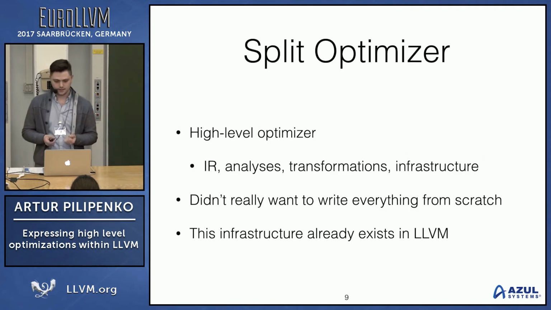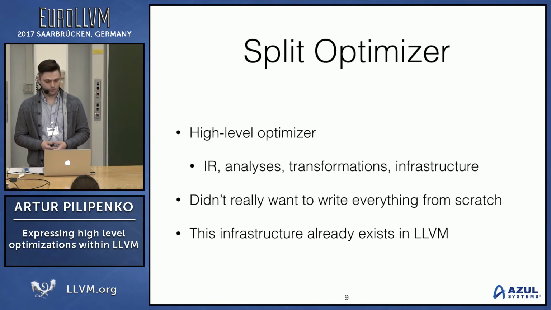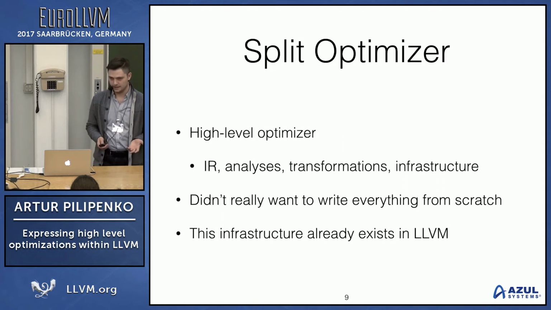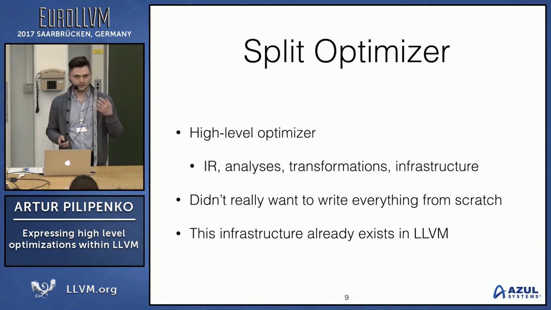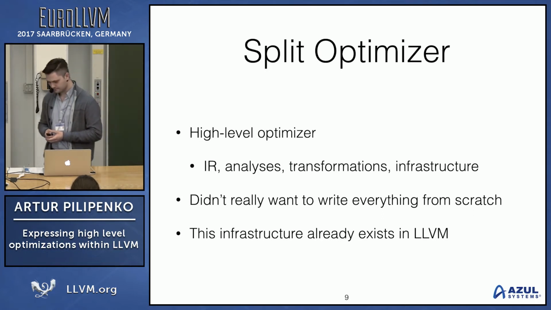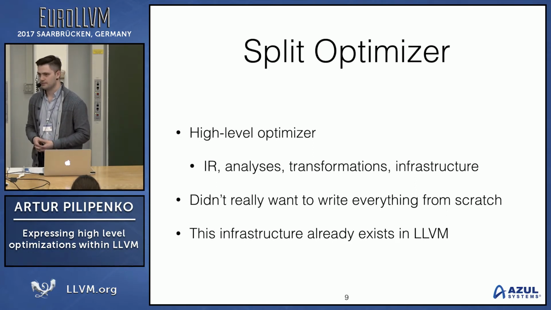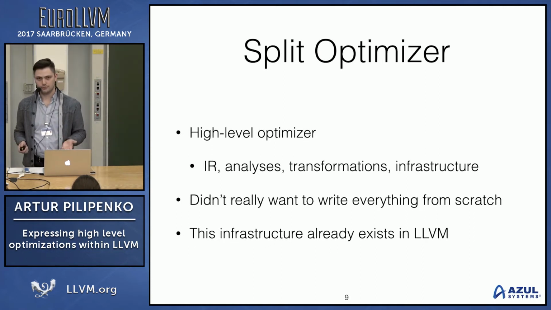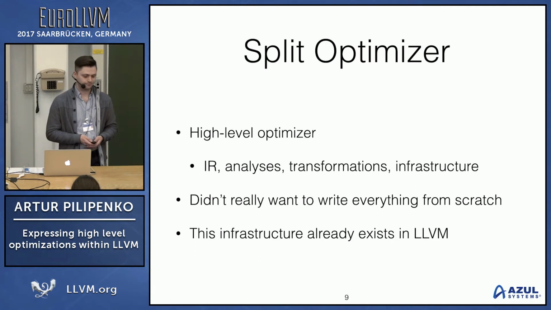But if we were to write a high-level optimizer for Java, we would need to come up with some kind of high-level representation. We would need to implement analysis and transformations on it. And even though we are interested in Java-specific optimizations, they won't work alone. So we would need to implement a lot of standard transformations. And we would need some kind of infrastructure for it, pass managers, things like that. That sounds like a lot of work to do. We didn't really want to do that, especially considering that LLVM already has this infrastructure. It is well tested, well maintained.